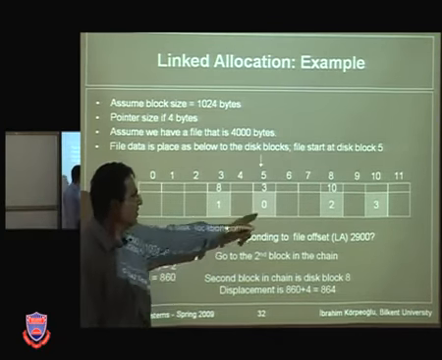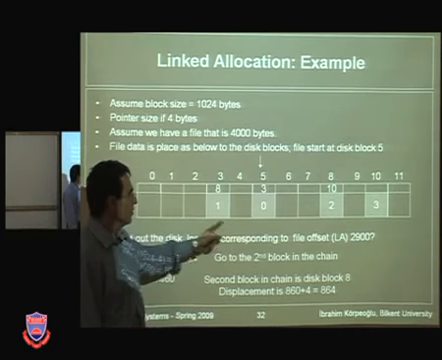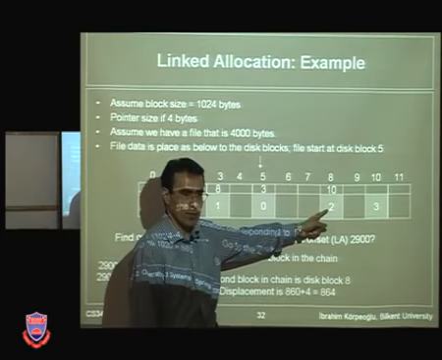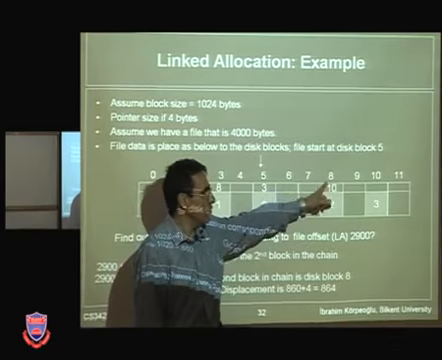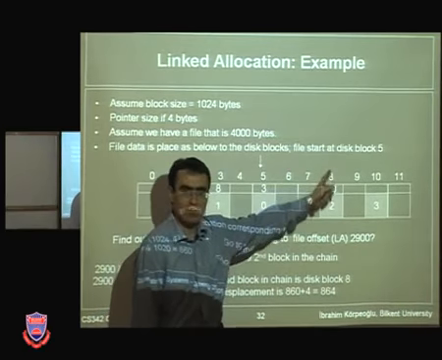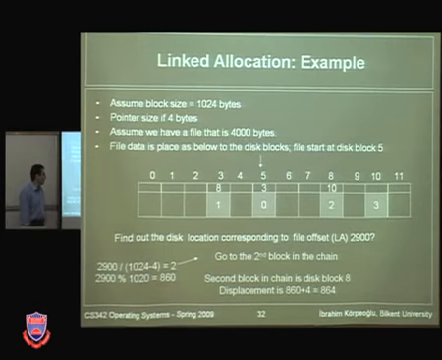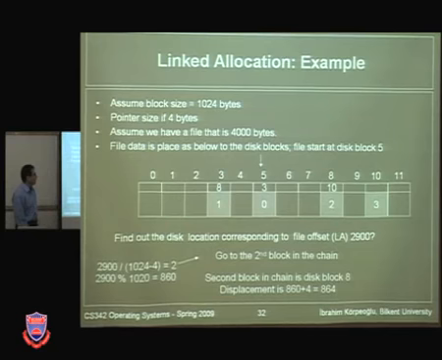So I have to follow the chain that many times. The chain starts here, relative block number 0. Follow once, and follow twice, 2 times, and go to relative block number 2, which corresponds to disk block 8. So the corresponding physical block is block 8, and I have to access that disk block.